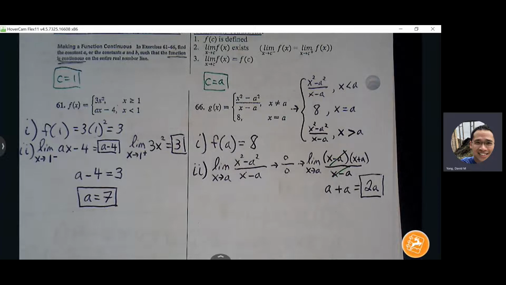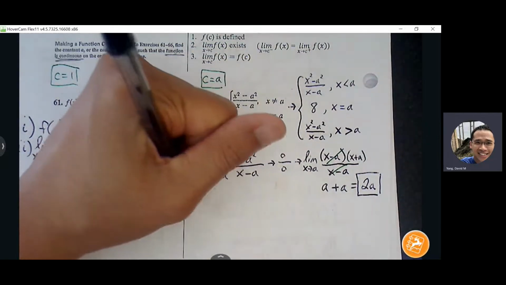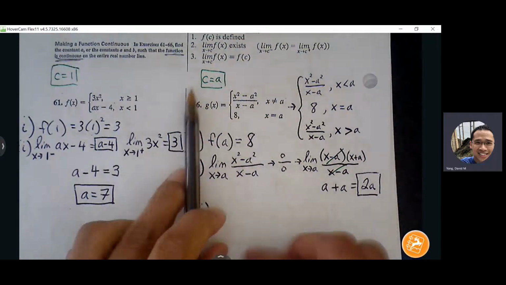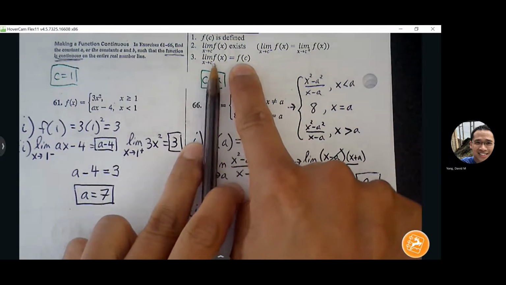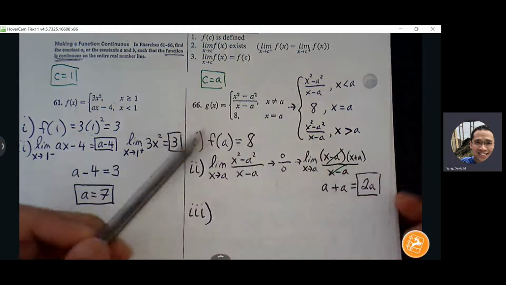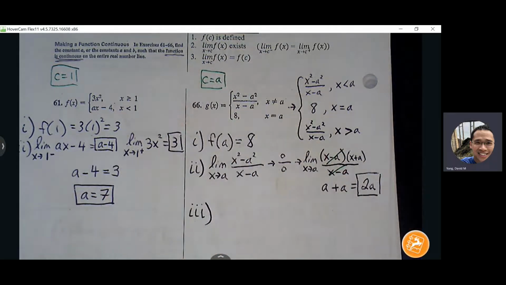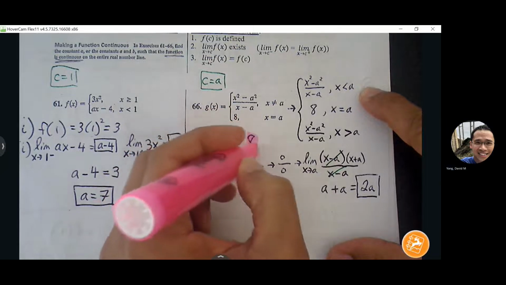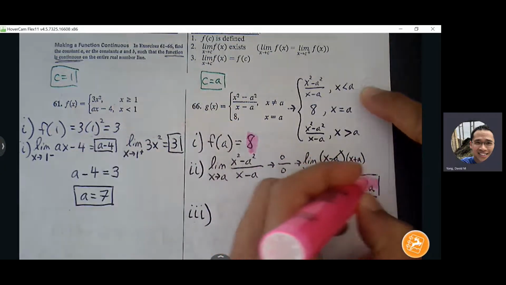Do we keep going? Yes. Okay, so we didn't get it does not exist, so we're going to keep going. So third condition, what's required from the third condition? Good, so we look at the first two conditions and we see what information we gathered. The result of the first condition is 8. The result of the second condition is 2A.